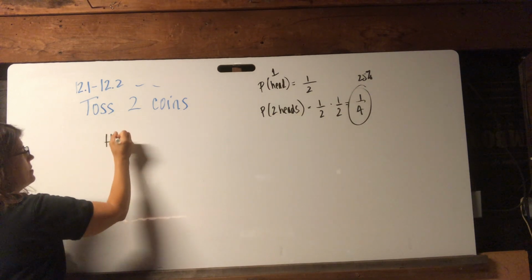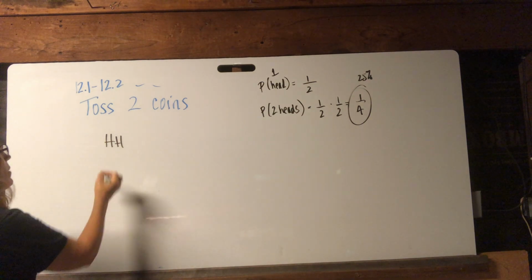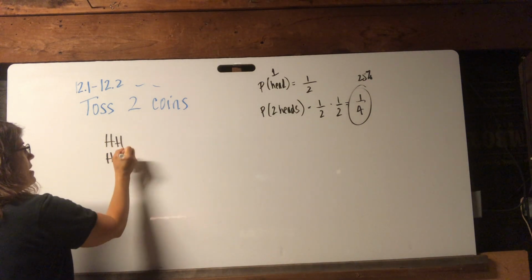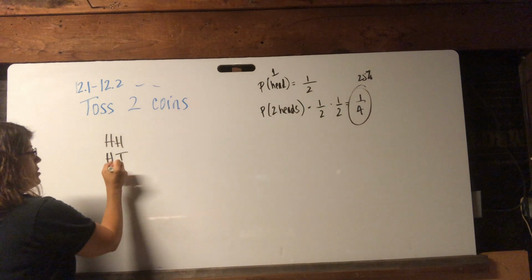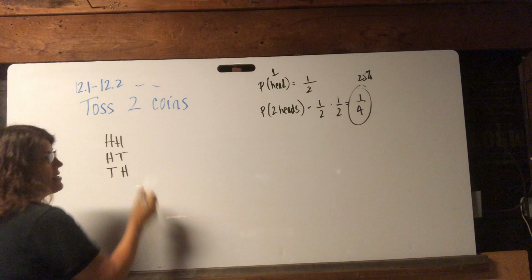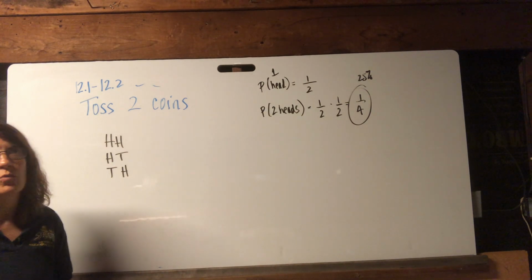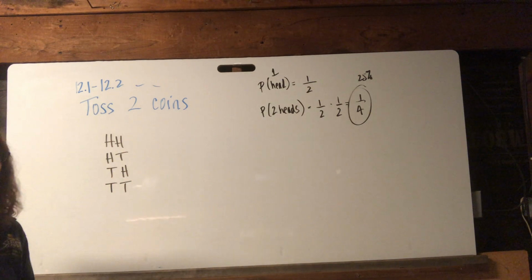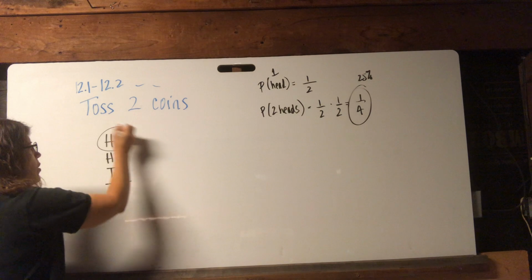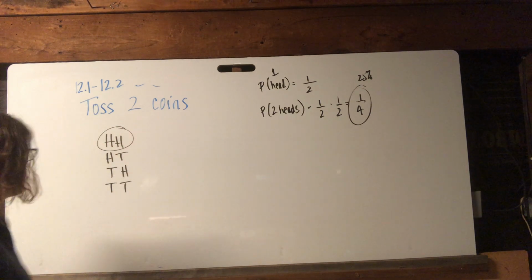I could get 2 heads when I toss the coin, which is what I want. But the first toss could be a head, the second toss could be a tail. The first toss could be a tail, the second toss could be a head. You can see why this is going to be very tedious when you do more than 1 coin or 2 coins. Or both could be tails. Here you go. Both heads, 1 in 4 chance.